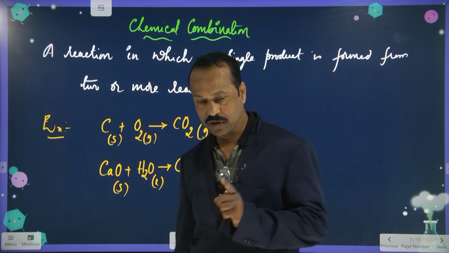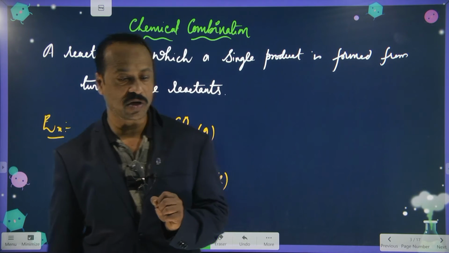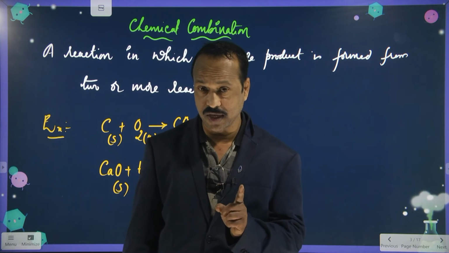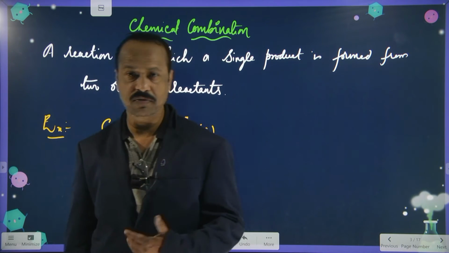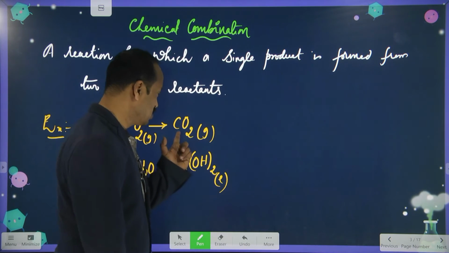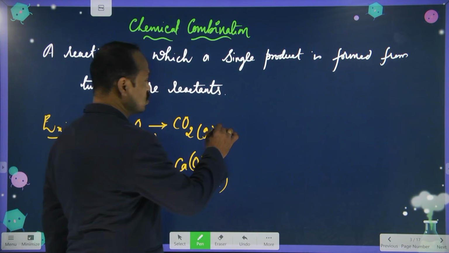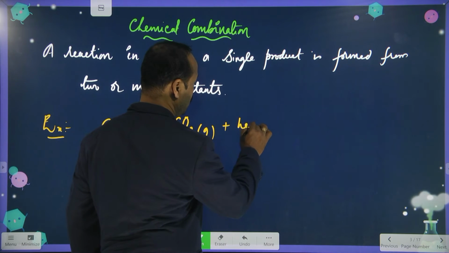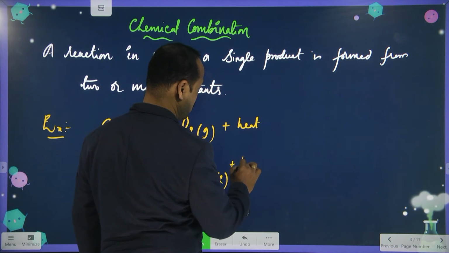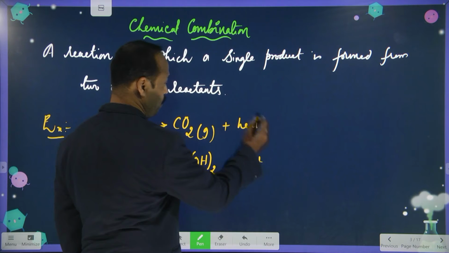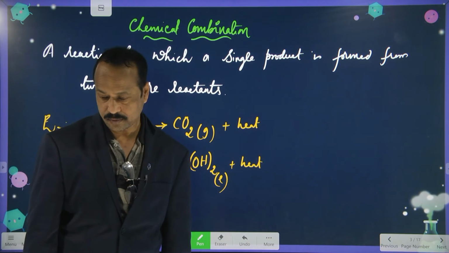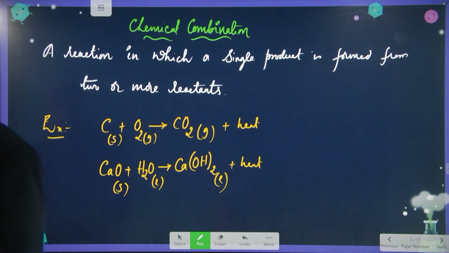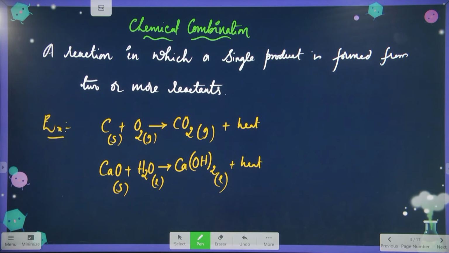And remember that most of the chemical combination reactions are exothermic in nature. Exothermic in nature means what? In which heat is liberated. So this is also exothermic, this is also exothermic. To represent exothermic, you write the heat here, so plus heat like this. Plus heat means they are exothermic reactions. Okay, take the screenshot or write it down. Finished?